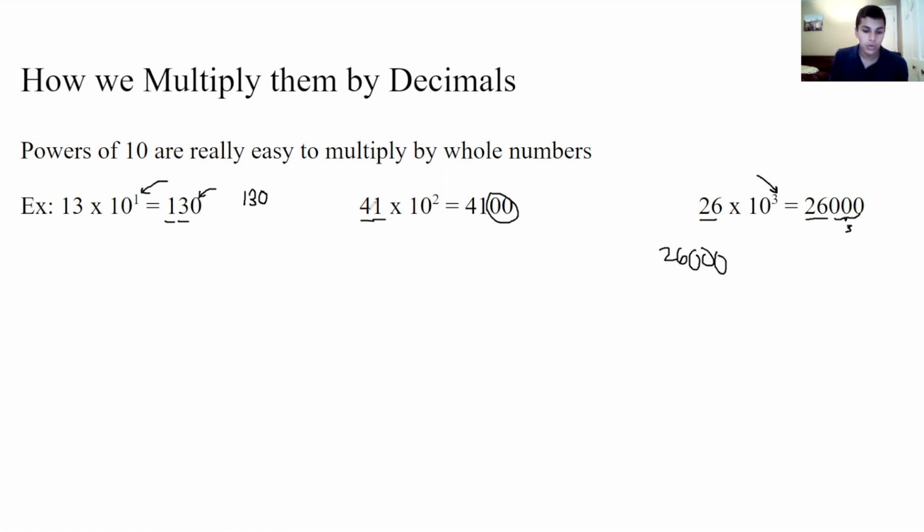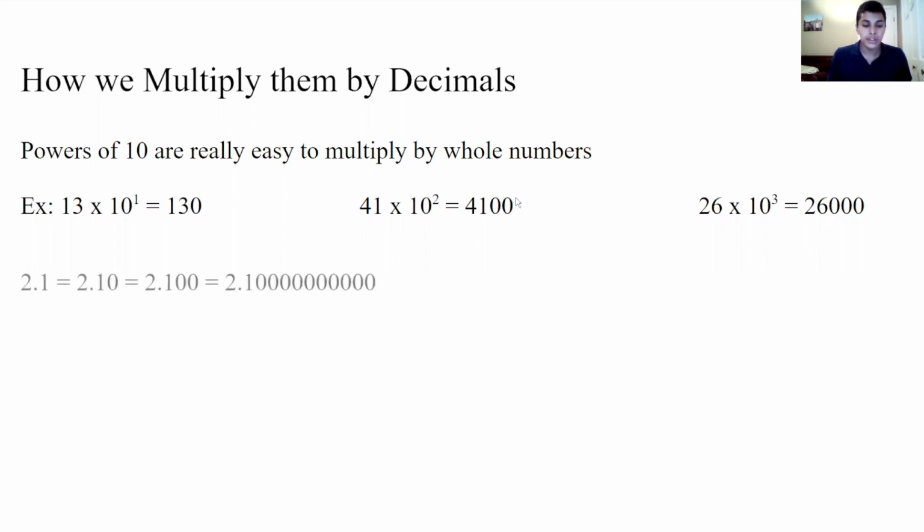And with this example, 41 times 10 to the power of 2, since we have a 2 in the exponent, we add 2 zeros to the end of the number we're multiplying it by. So that is 4,100. Now here's the thing about decimals. Even though with whole numbers we can add zeros, it doesn't quite work the same with decimals. And that's because if you just add zeros to the end of decimals, you don't actually change the value. So there's going to be a new rule for multiplying powers of 10 by decimals. So here's what I mean.